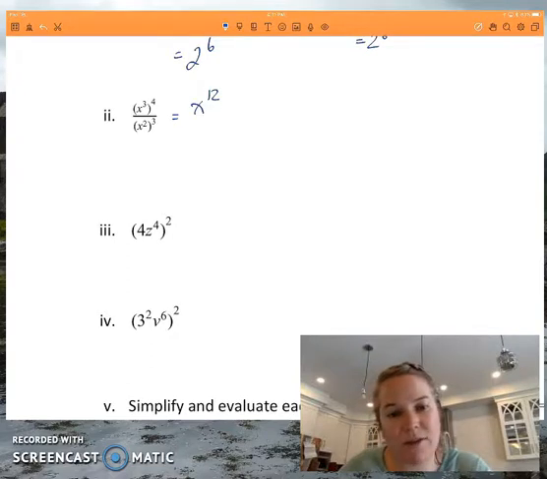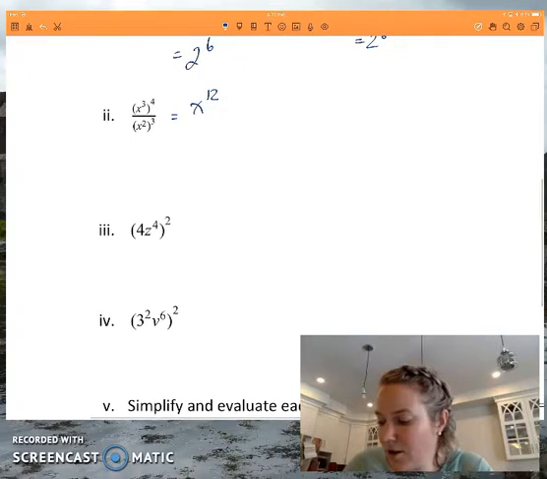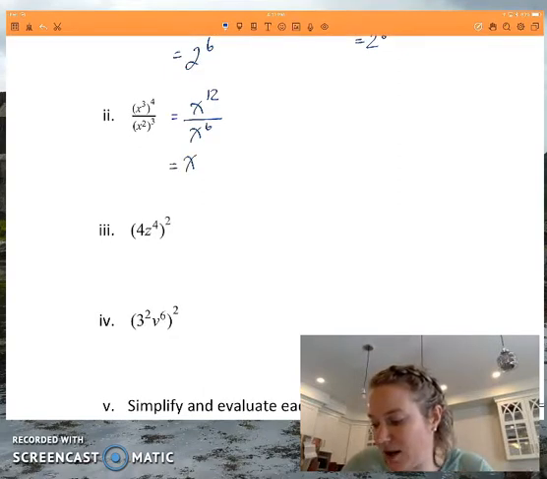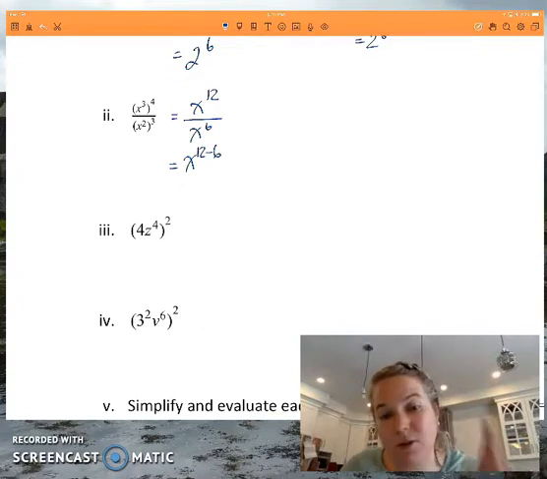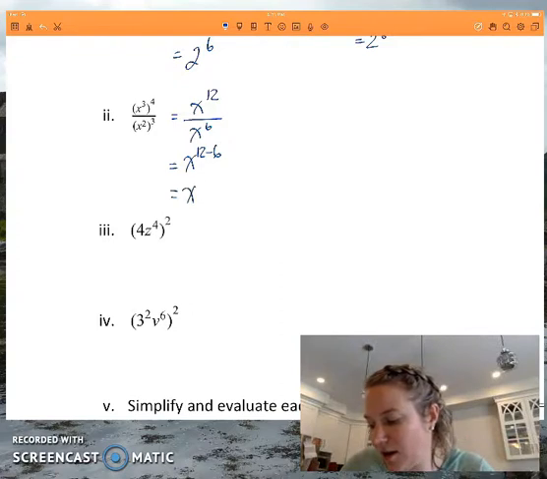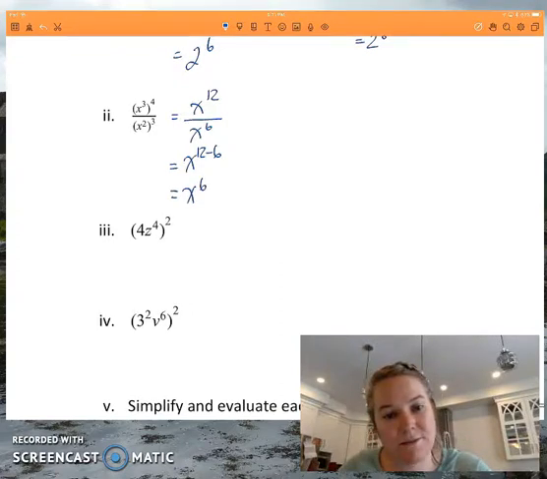x to the power of 12. 3 times 4 is 12. On the bottom, the denominator is x to the power of 2 times 3, which is 6. And then we do x to the 12 minus 6. Remember, numerator exponent minus denominator exponent. I'm going to get x to the exponent 6.